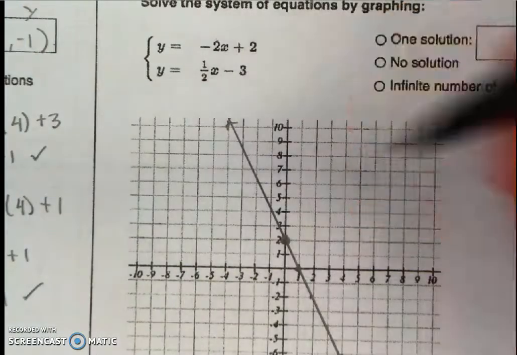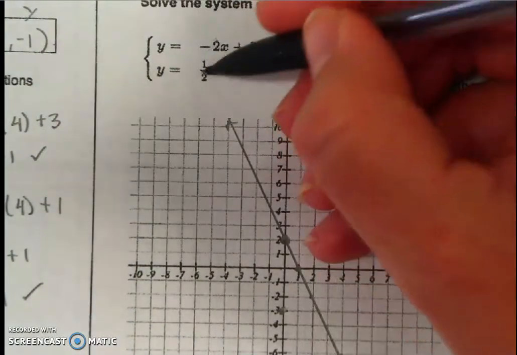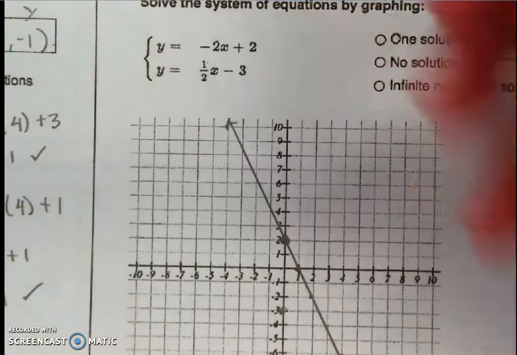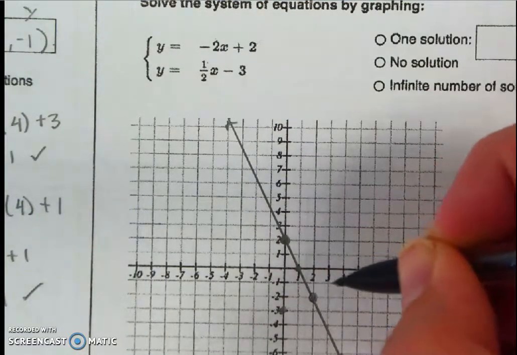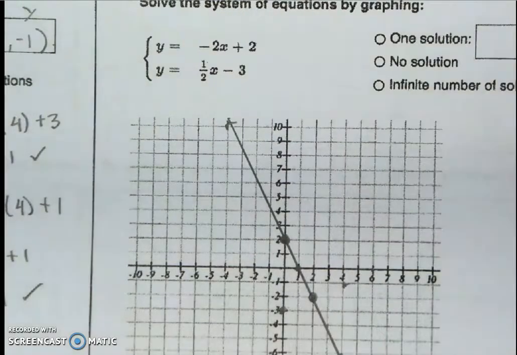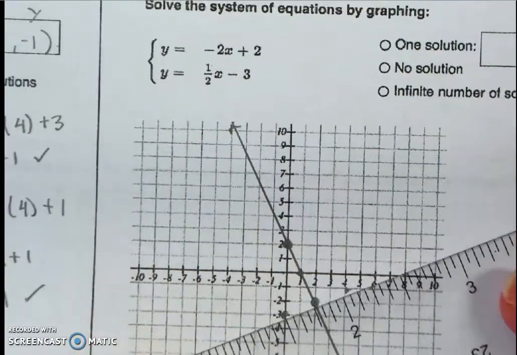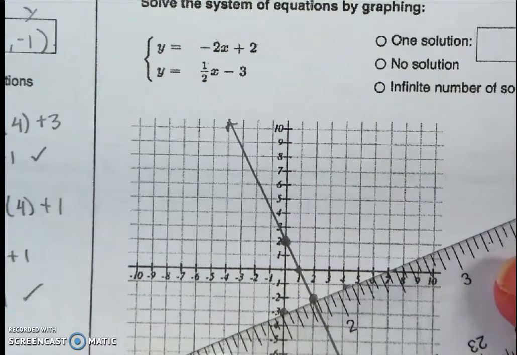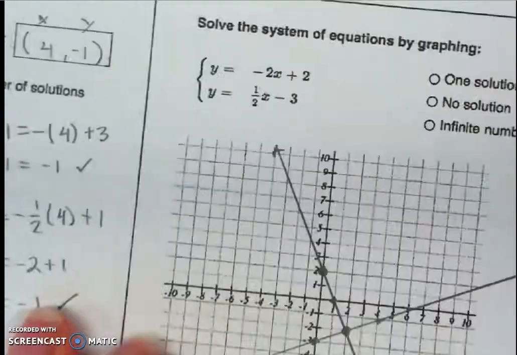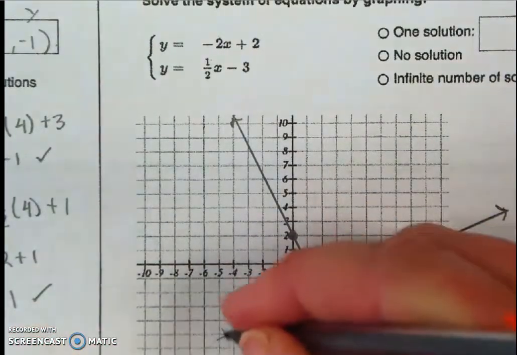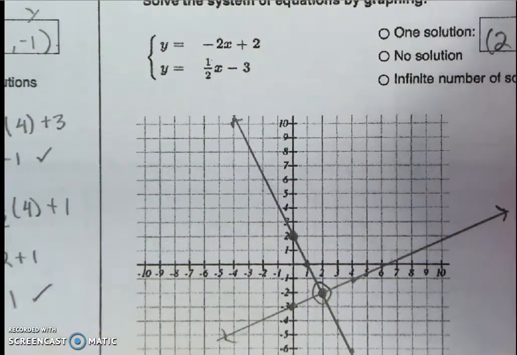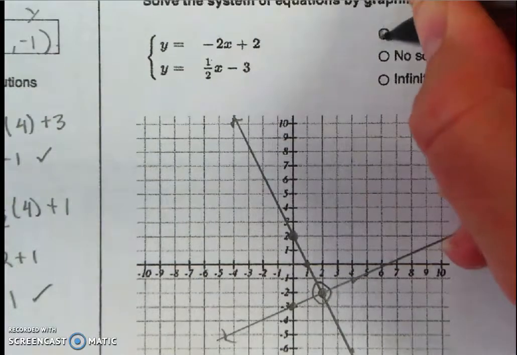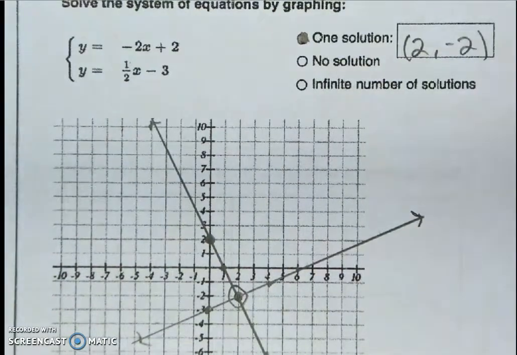Second equation starts at negative 3, then goes, it's positive, so up 1, right 2. Up 1, right 2. Oop, I already see it. All right, let's line up the ruler, but we can already see that point where they cross, that one point that should be in common for both lines. That answer is right there at 2, negative 2. So I can tell this has one solution because the lines cross, and I'm saying that solution should be 2, negative 2.